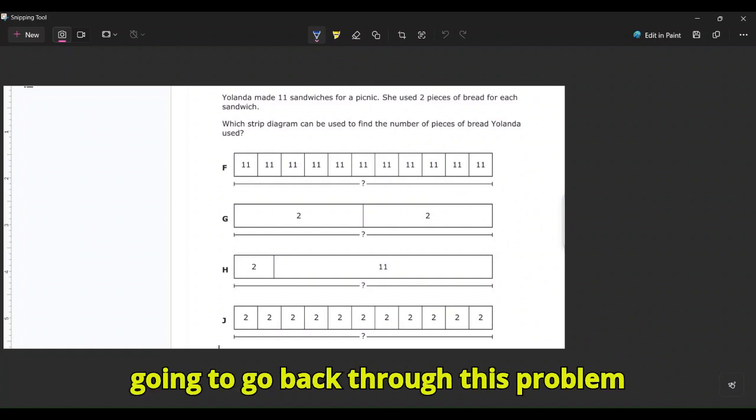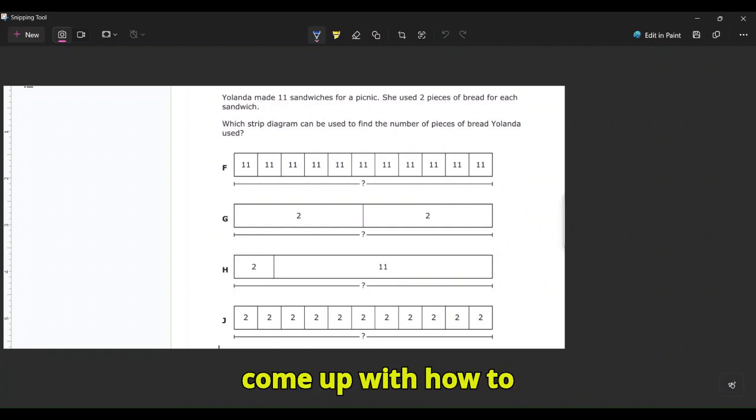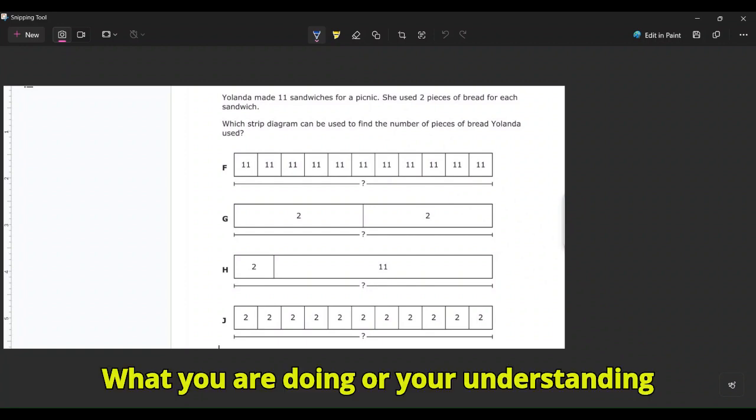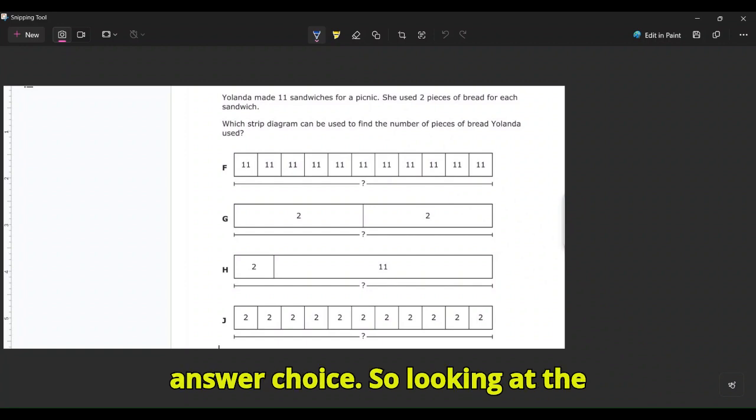We're going to go back through this problem sentence by sentence, making sure that we come up with how to represent this problem. Doing so will help better match what you are doing or your understanding of what you are doing to an answer choice.